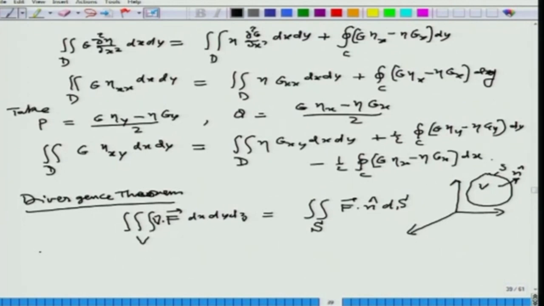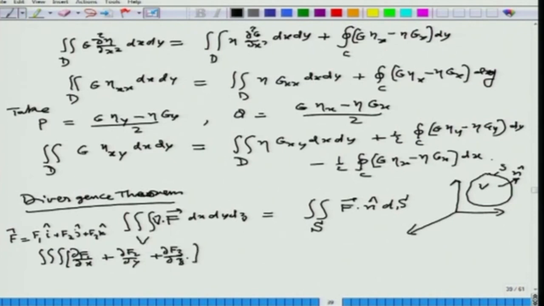In component form we get this. F has components F 1, F 2, F 3, that is F 1 i plus F 2 j plus F 3 k. Then we get del F 1 over del x plus del F 2 over del y plus del F 3 over del z. That is the divergence of F, because the del operator is del x i plus del y j plus del z k. So the dot product gives you this, dx dy dz.